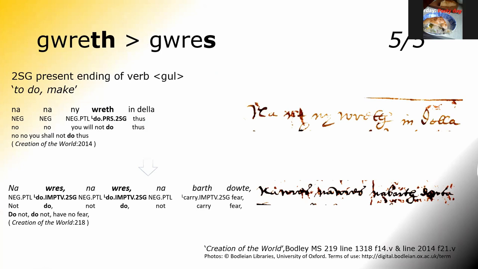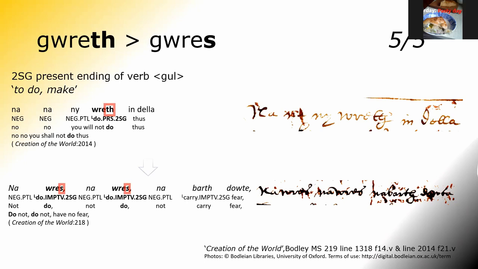We know that the second person singular present, that's you, just one person, generally ended with th in Middle Cornish for many verbs, including gil, to do or to make. However, we find some of these endings, for example, with gil, to do or to make, have an ending instead with s in later Cornish.